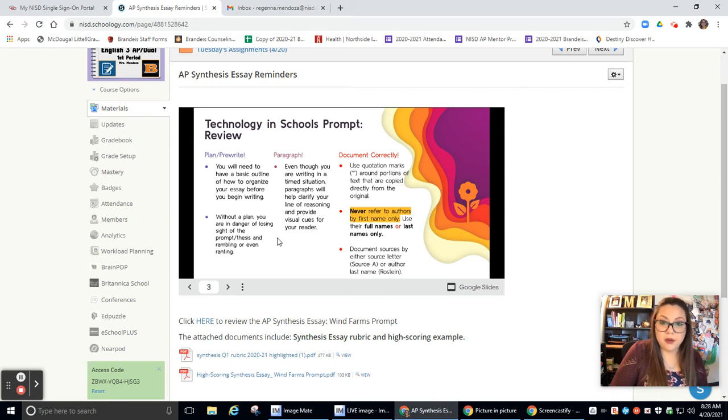Okay? Document correctly, you need to use quotation marks around anything that you get from any of the sources. Never refer to the authors by their first name, especially their first name only. That is absolutely poor etiquette in writing. You may use their full names or last names only, or you can refer to the source. Document your sources either by letter, the way they show you in the packet, or by author last name, and they will show you that they'll say source A, and then in parentheses it's the author's last name. You choose a side, but be consistent throughout the entire essay.